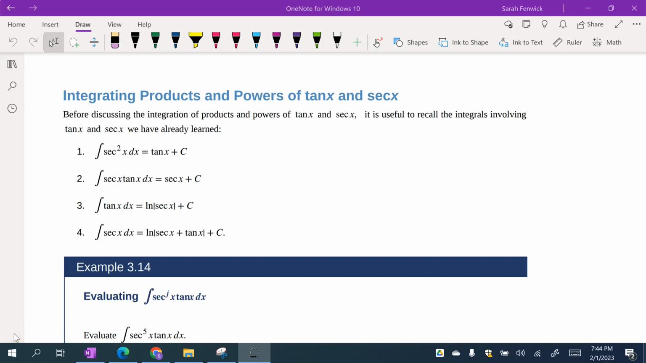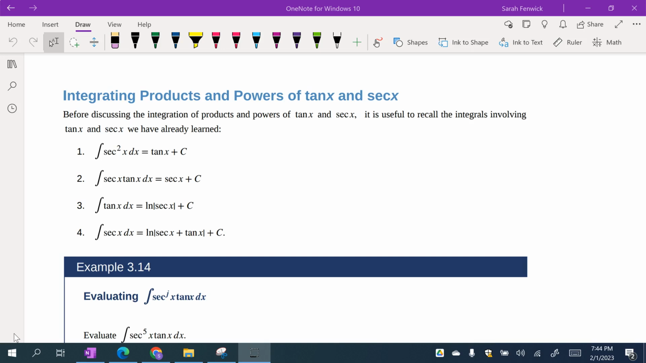Using OpenStax Calculus Volume 2, we are looking at integration techniques, and in this section, which is 3.2, we are working specifically with trig techniques. So we've worked with sine and cosine and the different powers and the products. Here we're integrating products and powers of tan and secant.